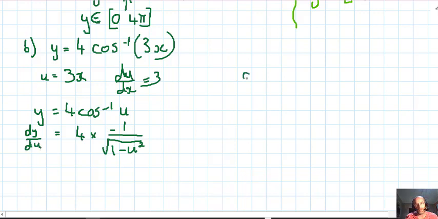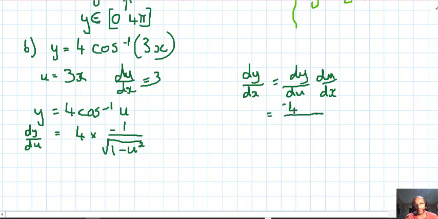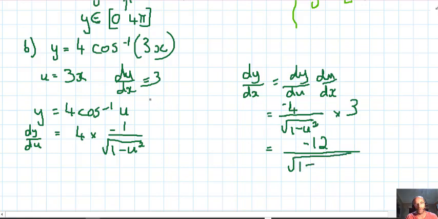So in the end, we've got to find dy dx. So here's where the chain rule kicks in. It's dy du times du dx. And that's negative 4 over square root of 1 minus u squared times 3. And we also want to substitute back in terms of x. So we have over the square root of 1 minus. Now, u was equal to 3x, so it's 9x squared.